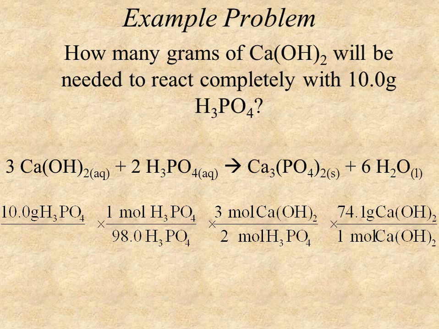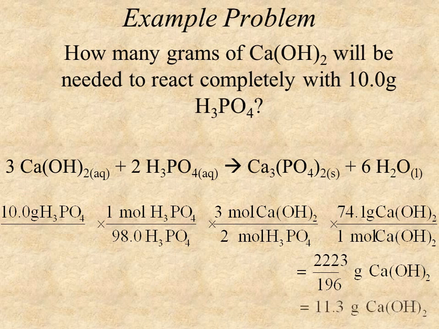Now that we're in the units of the substance we were asked to find, we can simplify our numbers, consolidate the numerators, consolidate the denominators, and then do the division. And when we solve for a final answer, we should have 3 significant figures in our final answer of 11.3 grams calcium hydroxide.